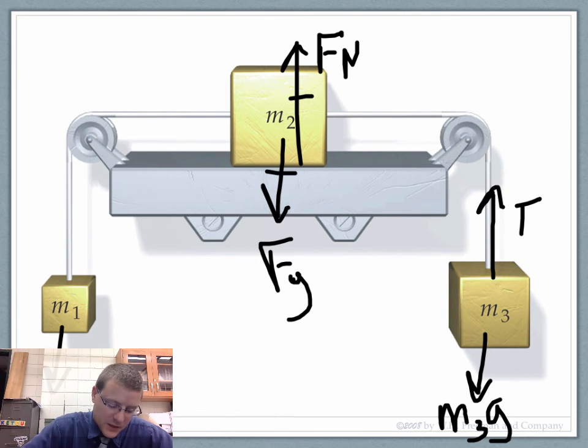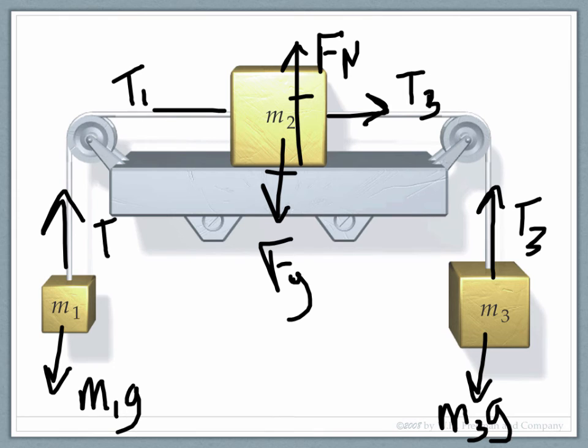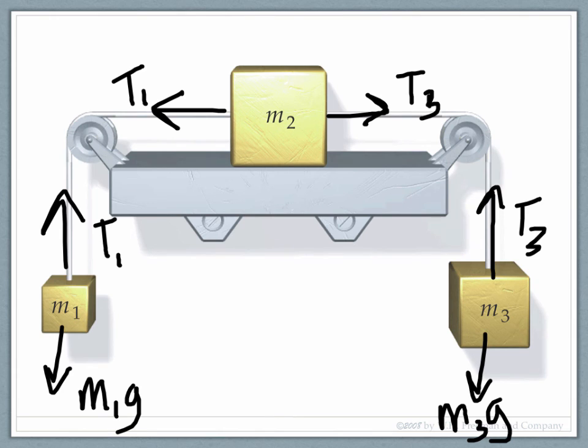And over here I've got m1g and tension. One thing I did forget on m2 is that there's tension both directions. I'll call this T3 for tension on block 3, and I'll call this T1 in that direction for the tension on block 1. So I've got lots of forces. I see many, many arrows here. What you want to do is focus on each object and make sure that you account for all the forces individually.